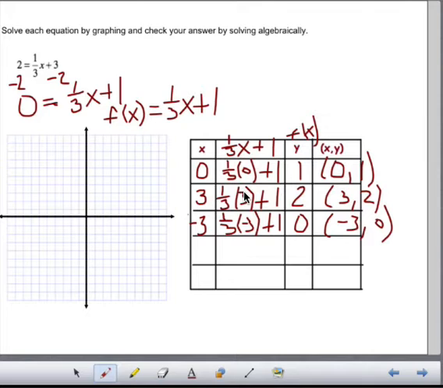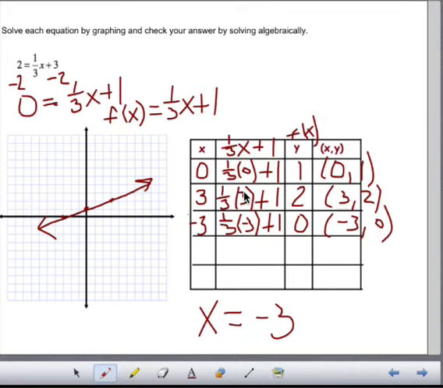Graph our pairs. Again, I've got (0, 1). I've got (3, 2), so 1, 2, 3, 1, 2. And I've got (-3, 0). Draw my line. Now this one was pretty easy because I could tell by my ordered pair where it was going to cross my x-axis. So my solution to the equation is my x-intercept, or where it crosses my x-axis, which is -3.